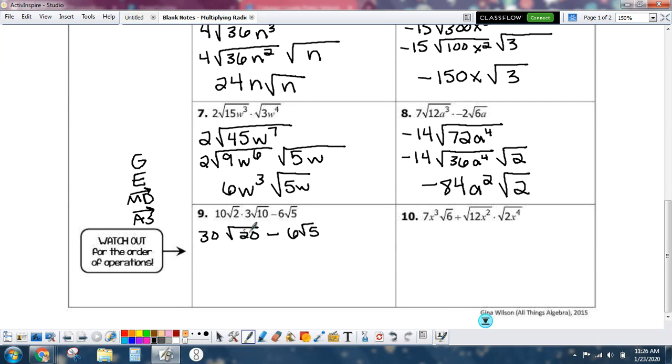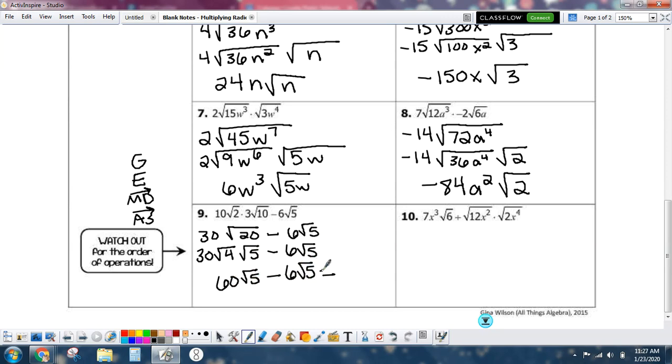Now I need to go ahead and simplify this so I can do the subtraction next. So square root of 20 can be simplified, and I know that 4 times 5 is 20. So I'm going to do square root of 4, square root of 5, minus 6 square roots of 5. The square root of 4 is 2. 30 times 2 is 60. 60 square roots of 5 minus 6 square roots of 5.